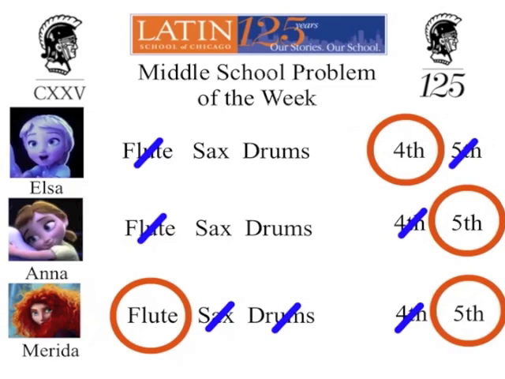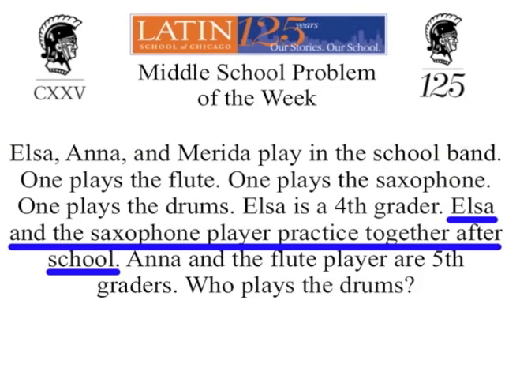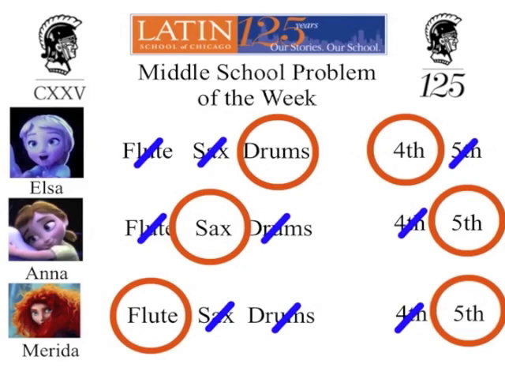And now, all we have to do is decide between Elsa and Anna who plays sax and who plays drums. We'll look at one more clue. Elsa and the saxophone player practice together. That means that Elsa is not the saxophone player. So Anna's the saxophone player, and Elsa is the drummer.